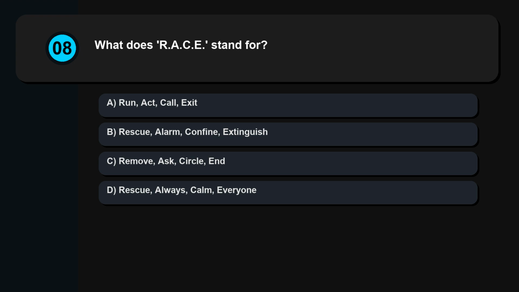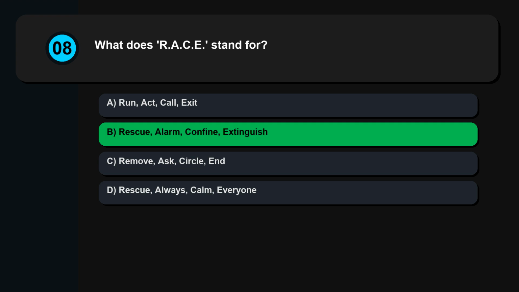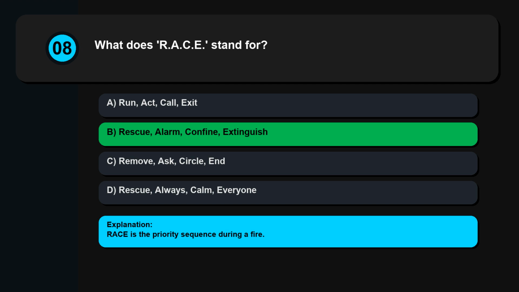Question 8. What does RACE stand for? Rescue, alarm, confine, extinguish. RACE is the priority sequence during a fire.